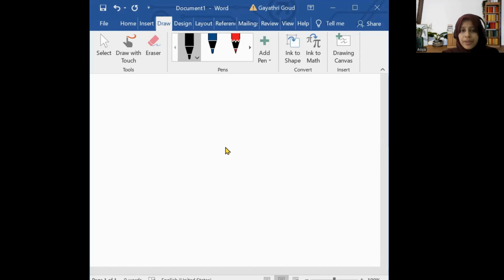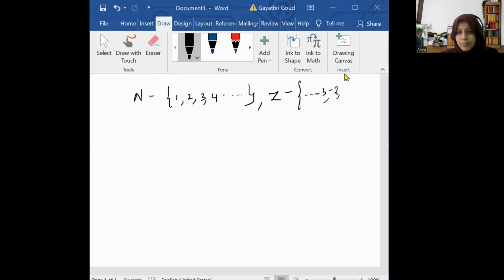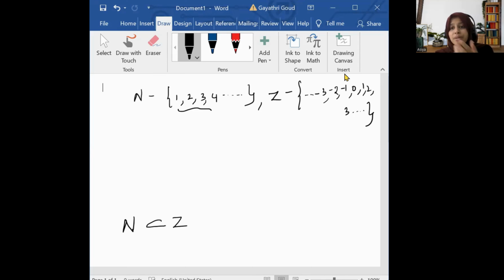Now, we know what our natural numbers are, right? 1, 2, 3, 4, and so on are called our natural numbers. Now, what are my integers? Let us recall our integers. My negative numbers, my 0, and my positive numbers are called my integers. So, can I write that natural numbers are a subset of integers? Yes, absolutely, because all these numbers are present in my other set of integers.